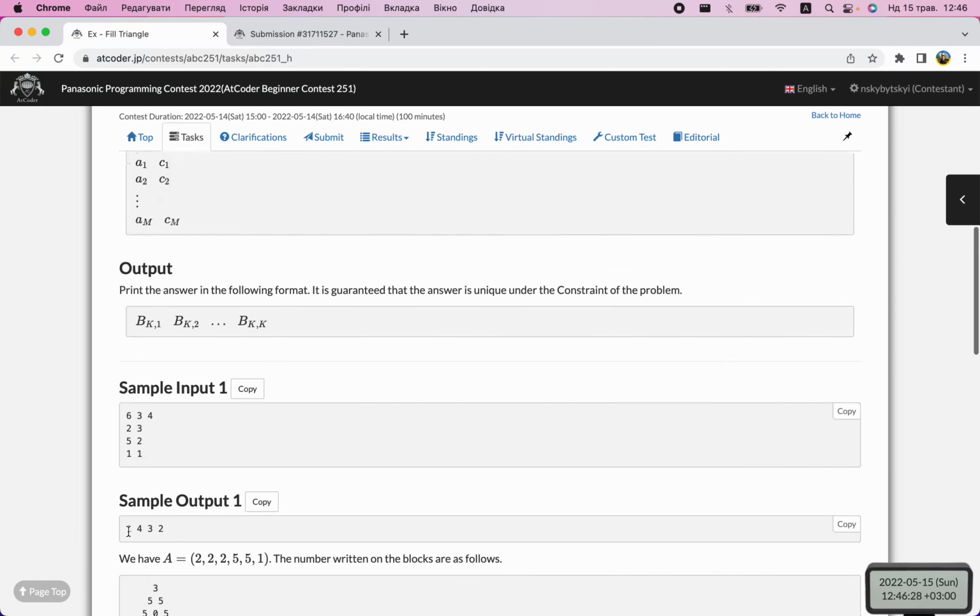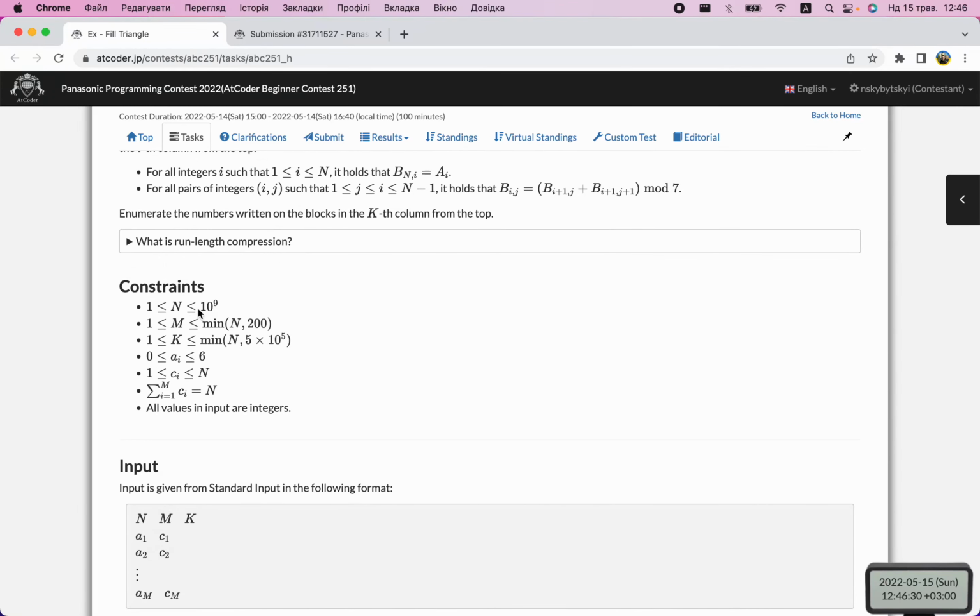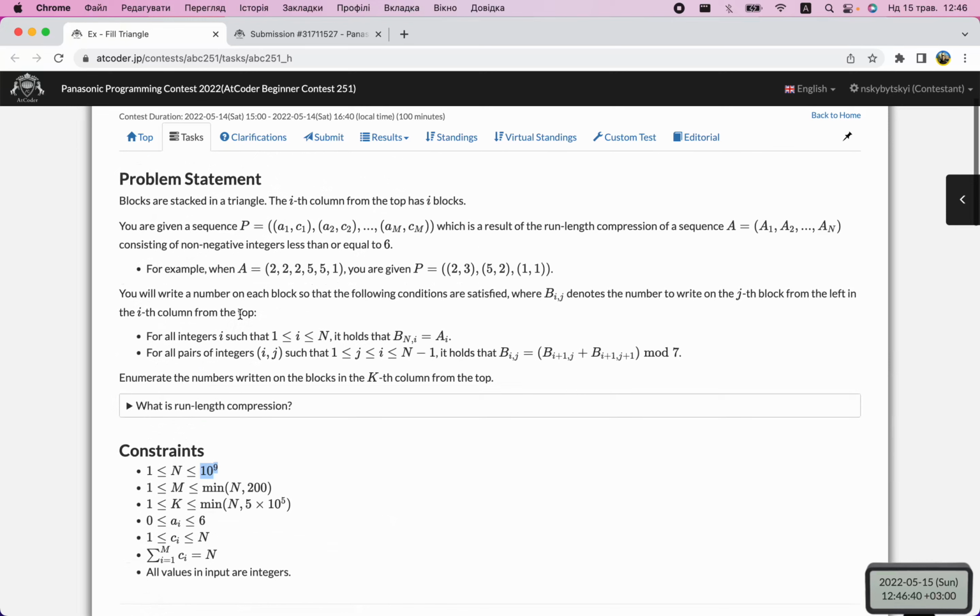However, n was kind of huge, up to 10 to the 9, so obviously it's impossible to give us such an array explicitly. So instead, they gave us a run length encoding of the array. Run length encoding is like so. We had three twos in a row, so they give us a pair 2, 3, meaning that there are three twos, and two fives and one one.